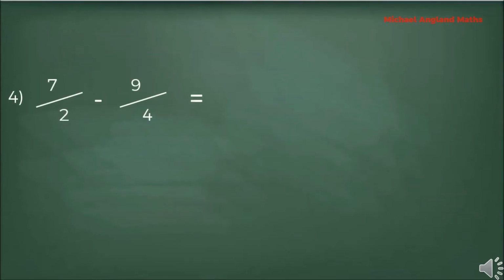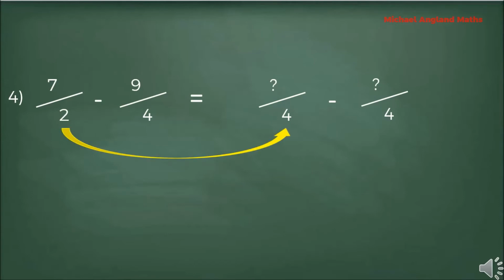So 7 over 2 minus 9 over 4. Well, this time it's minus, but that's exactly the same as if it were plus. So 2 is a factor of 4, and 4 is a multiple of 2. So 4 will be our common denominator. Something over 4 minus something else over 4. So scaling 2 up to 4, we multiply it by 2. And scaling 4 to 4, we multiply it by 1.